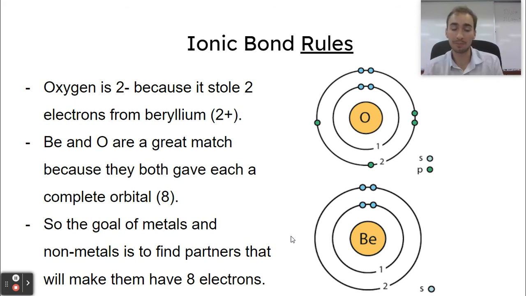They need to mate with somebody that's going to give them a full, complete, happy life with a full, complete orbital. Remember, the first orbital has 2 valence electrons, but after that, they want to have 8 valence electrons.